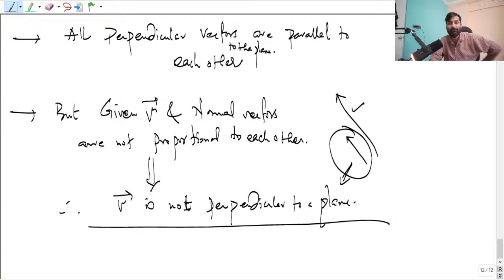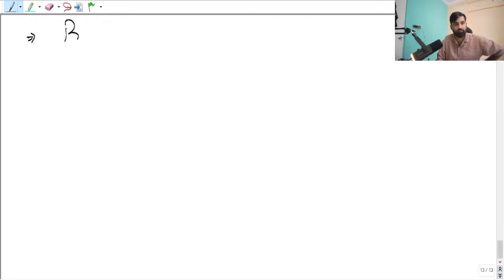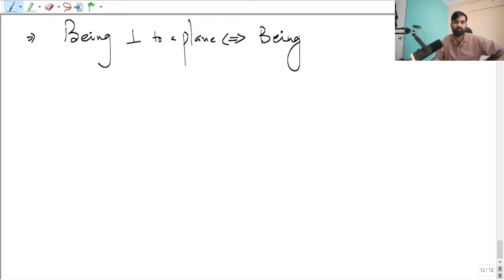I think this is a very beautiful problem, right? So being perpendicular to a plane is the same as what? Being perpendicular to a plane is the same as being parallel to its normal vector. That is a very important statement. And what is the meaning of parallel to a normal vector? They should be proportional to each other.